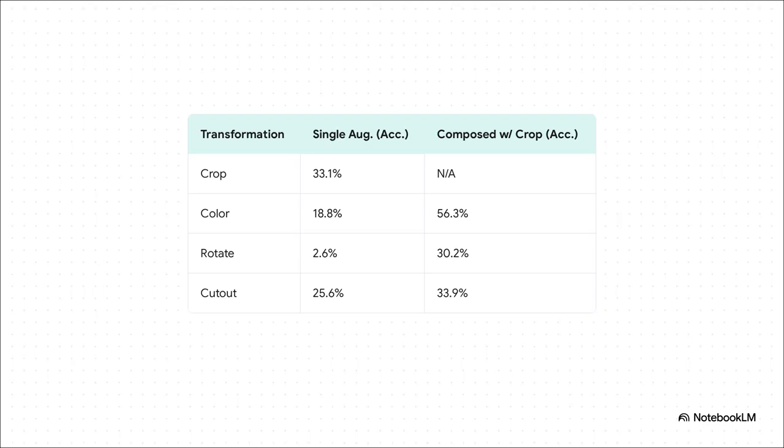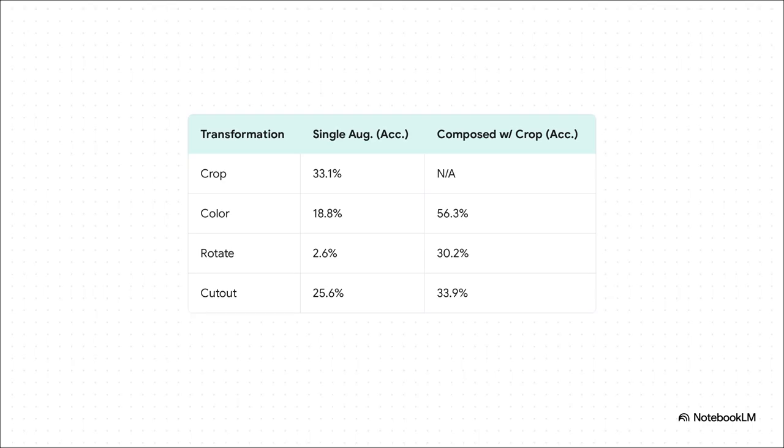Now this is where it gets really interesting when you look at the numbers. The researchers found that just using one kind of augmentation at a time, well, it doesn't work that well. Training on just random crops gets you maybe 33% accuracy. But look at what happens when you combine them. Random cropping plus color distortion, and boom, the performance jumps to over 56%.